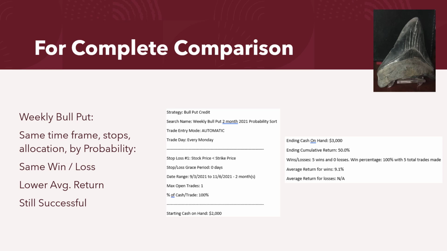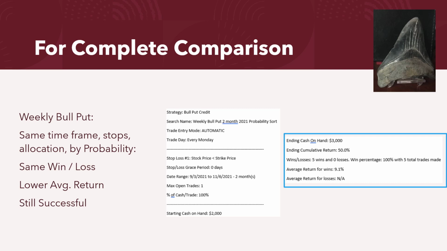And for a complete comparison, let's take that same weekly bull put default screen again, same time frames and allocation, but this time sort it by probability rather than return as it's normally done. And as we'd expect, we end up with the same win-loss ratio. Only 5 trades were made that matched the criteria over that 8-week period. All 5 of them were successful.